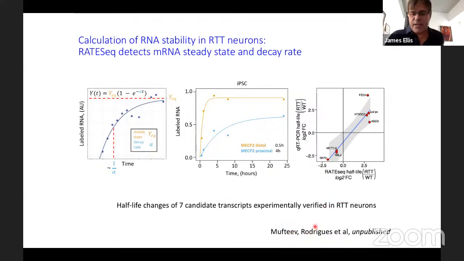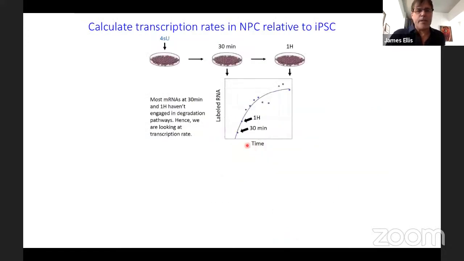David had done the experimental work, and the computational work was done by Murat Mufti, a computational PhD student in my lab. But what we didn't realize at the time when we started this is that you can also calculate transcription rates in these neural progenitor cells relative to the iPS cells, or transcription rates in any of the cell types.